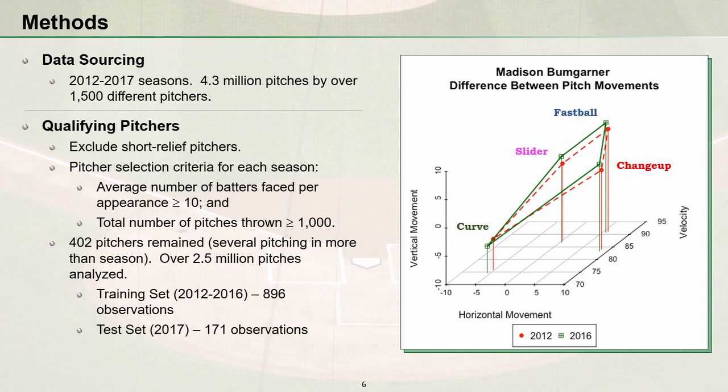So I had to draw a line somewhere, and my analysis only included pitchers who both faced an average of 10 batters per appearance that season and pitched at least 1,000 pitches that year. The result was 402 remaining pitchers with over 2.5 million pitches that I analyzed in my models. The 2012 to 2016 seasons were used as the modeling and training set, and 2017 was the test set.